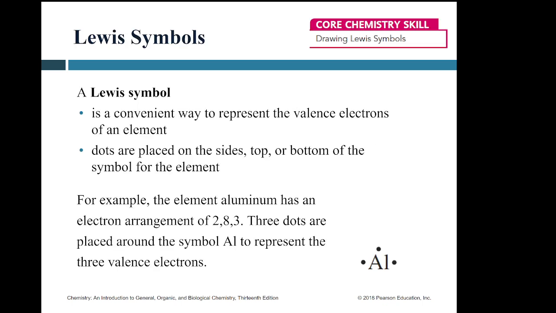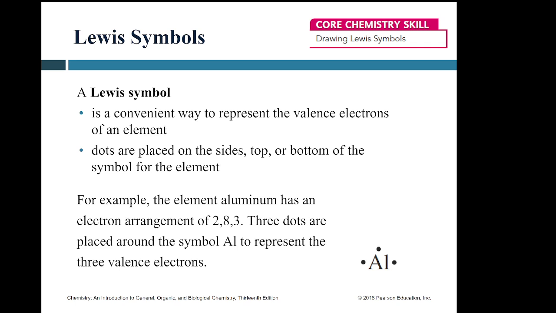So this right here is a Lewis symbol. It's going to be a very convenient way to represent the valence electrons of an element. The dots are placed on the sides, top, and bottom of the symbol of the element, so you have a very easy way to look at valence electrons, and that's how many are in the outermost orbital, on the outside of the element.